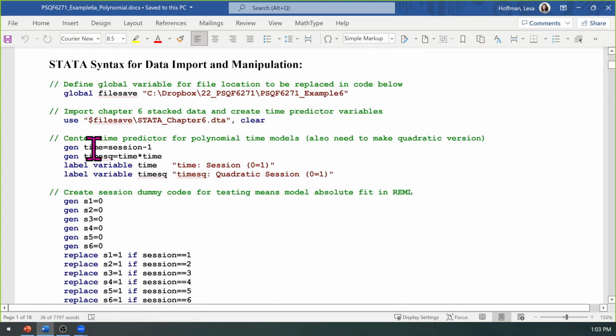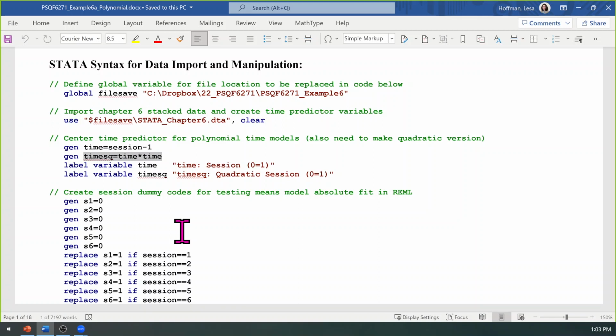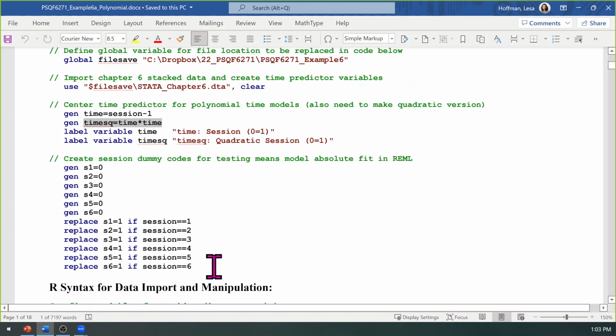In Stata, I have generated my time variable, but I also had to make a squared version for use in the random effects part of the model. It would not let me do the squaring on the fly version, so I did have to compute that. Here are the same dummy codes whose purpose will be shown later.